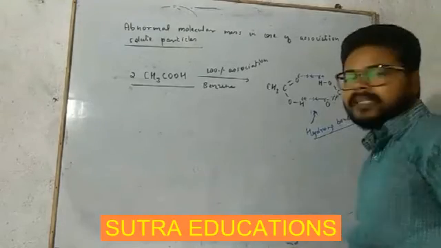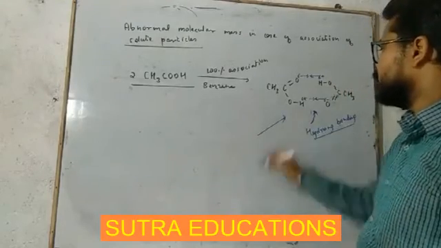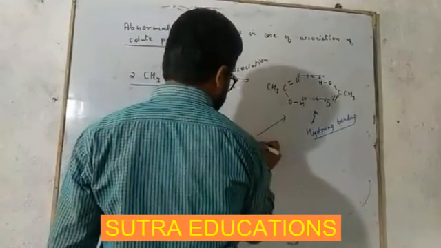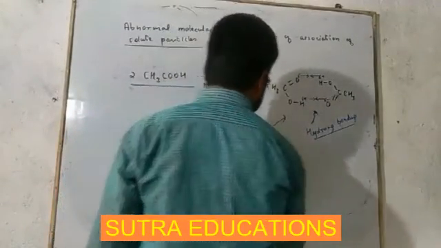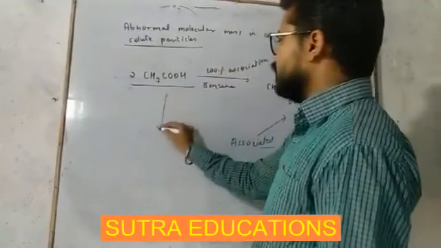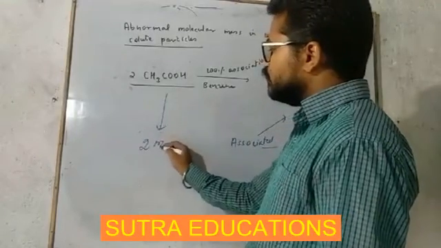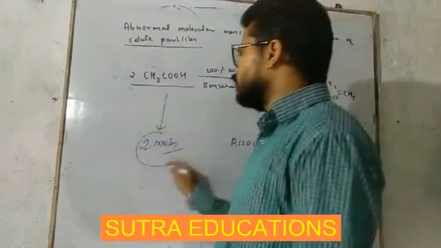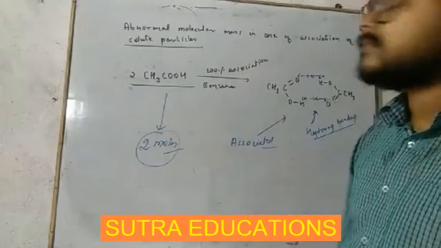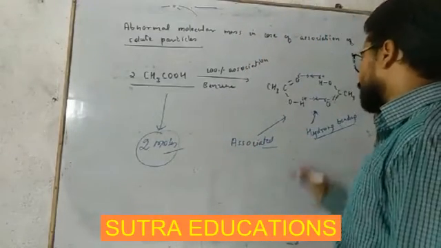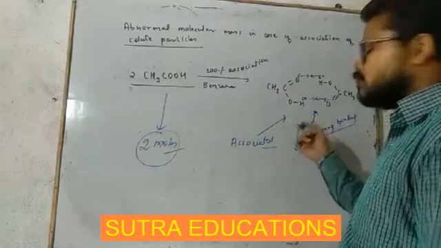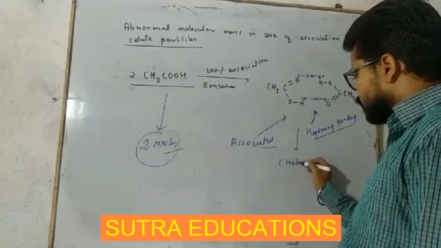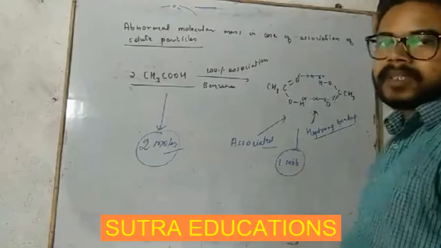And due to which it will get associated. Means what? Initially it was given 2 moles. Means initially the solution was given 2 moles of CH3COOH, and after dissolution what happens? These two got associated and dimerized and reduced to 1 mole. Getting this or not?